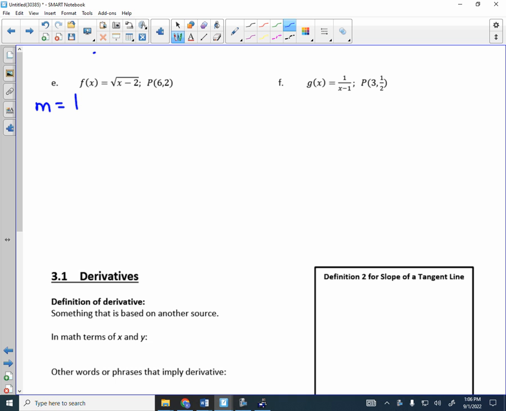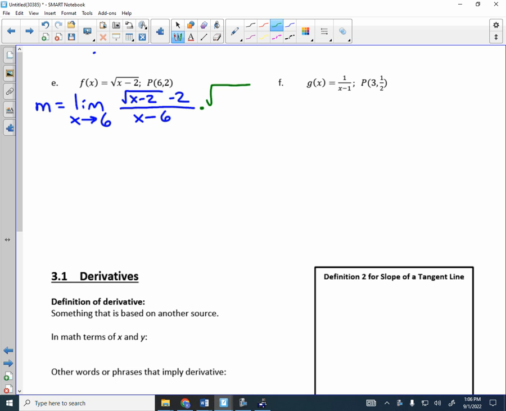Slope is equal to the limit as x goes to what? 6 of what goes next? Good. Square root of x minus 2 minus 2 over x minus 6. Great. I don't see any factoring here. Who's got the bright idea? Multiply everything by the square root of x minus 2. Good. Yep.